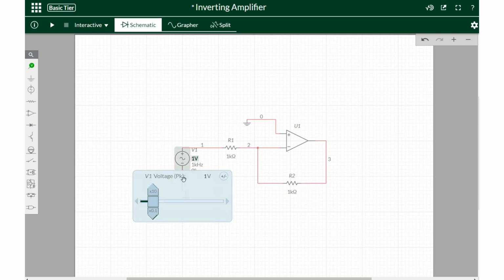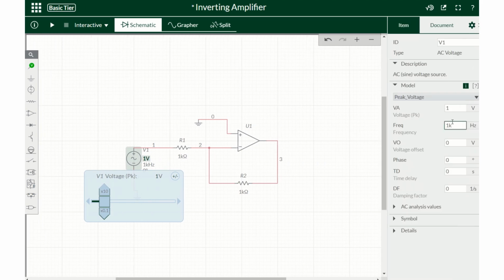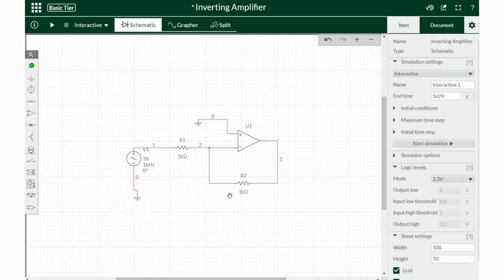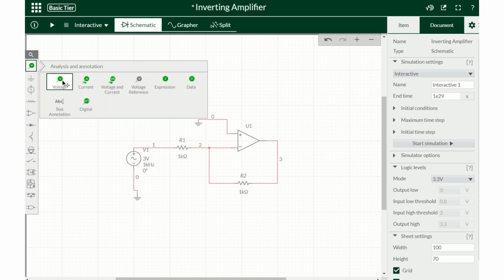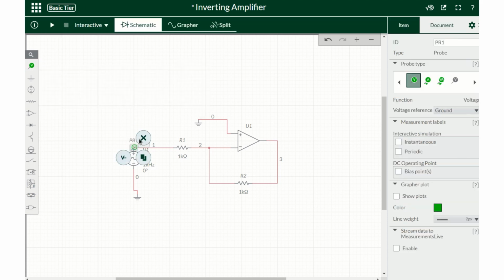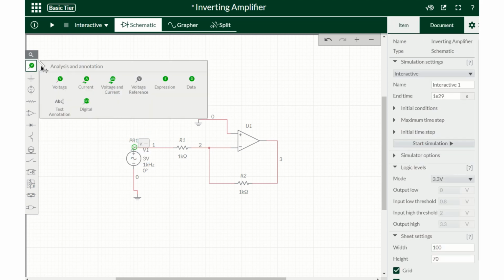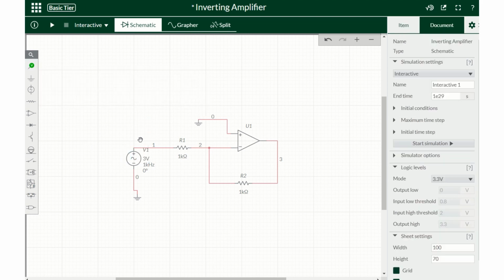I'm going to change the input voltage to a value. So if you double click, you can change the value, say I'm going to do 3 volts. So that's my input voltage, 3 volts and 1 kilohertz. I'm going to measure the voltage from my input and also measure the voltage. I think I didn't put it right, so I'll just put in one at that point. Okay, and this voltage is at the output of the amplifier, so at that point.